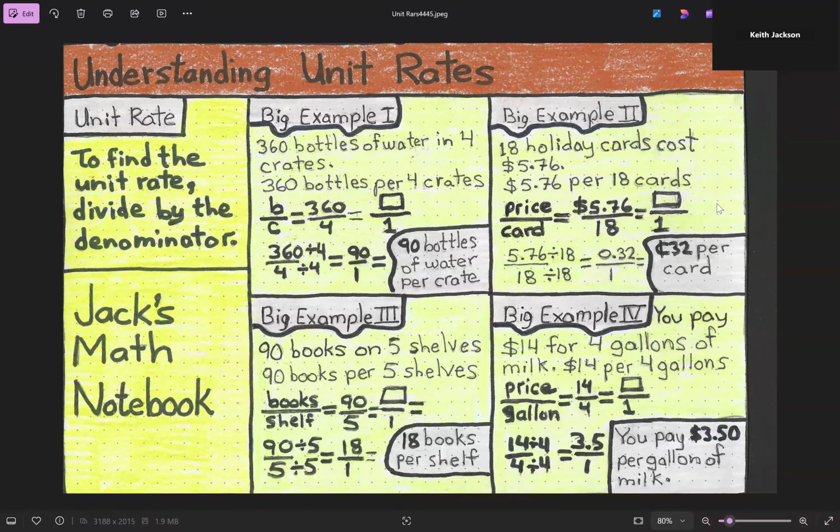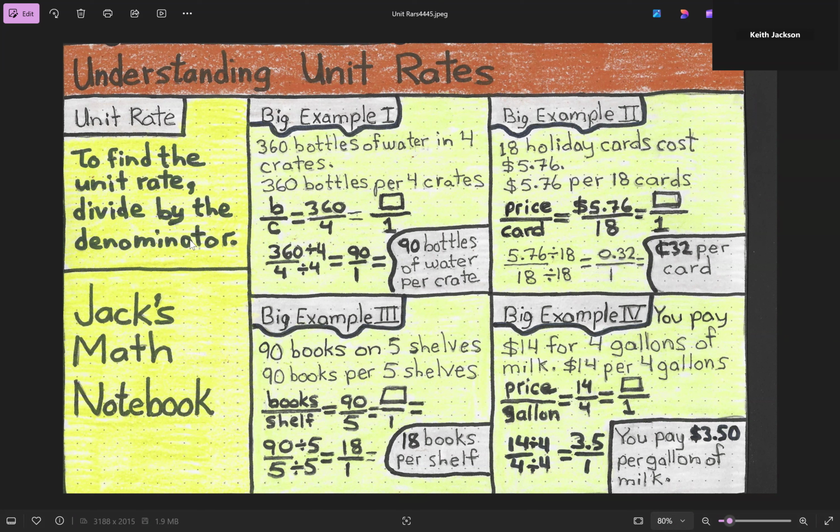Right now you're looking at our third video as it relates to the application of understanding unit rates. And here are four big examples that help us understand that. Keep in mind that to find the unit rate, just divide by the denominator so you can get a denominator of 1, then you can understand what it is per unit.